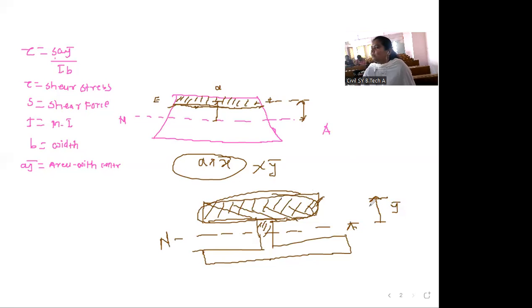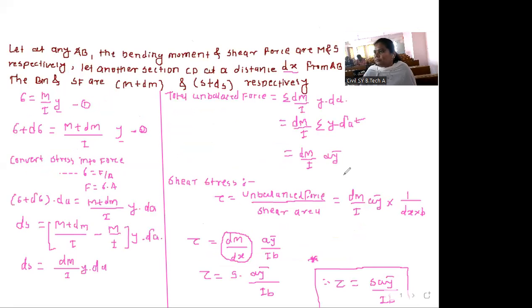If we solve one or two numericals, at that time you will get the idea. But for the time being, you remember tau is equal to S A y bar divided by I b. Please take screenshots. We will find out shear stress for rectangular and circular sections, and then we will solve numericals.